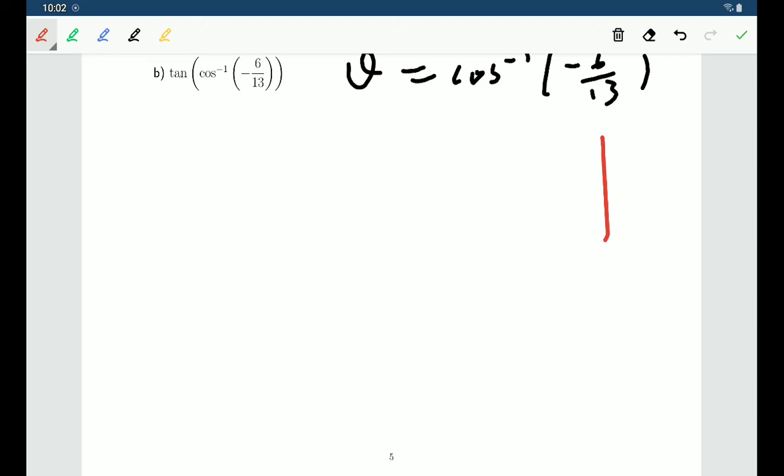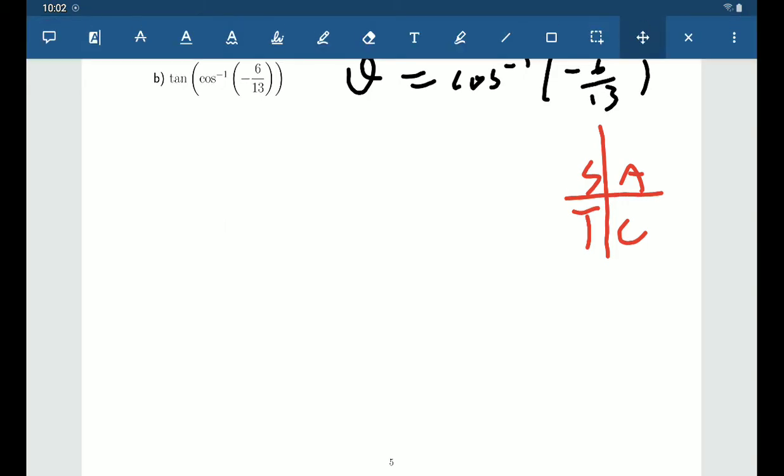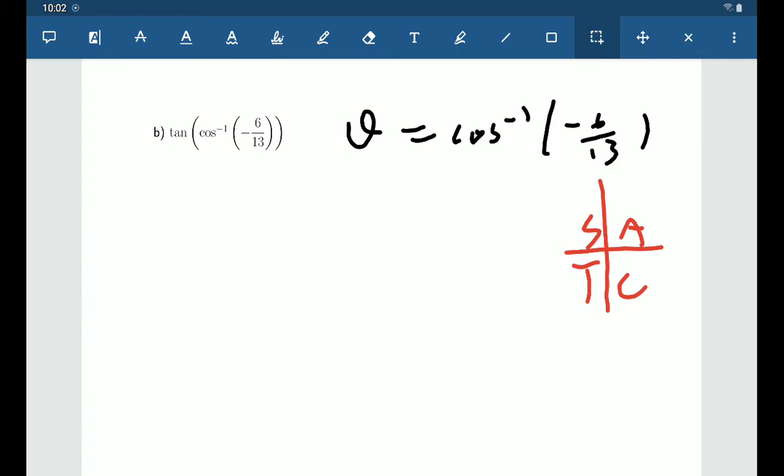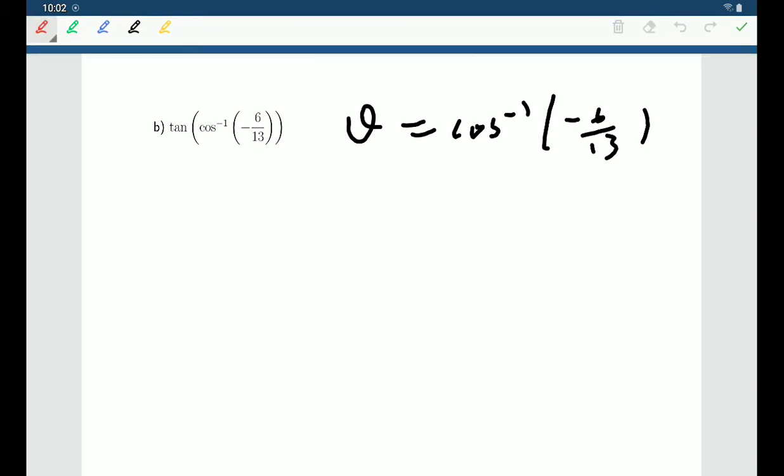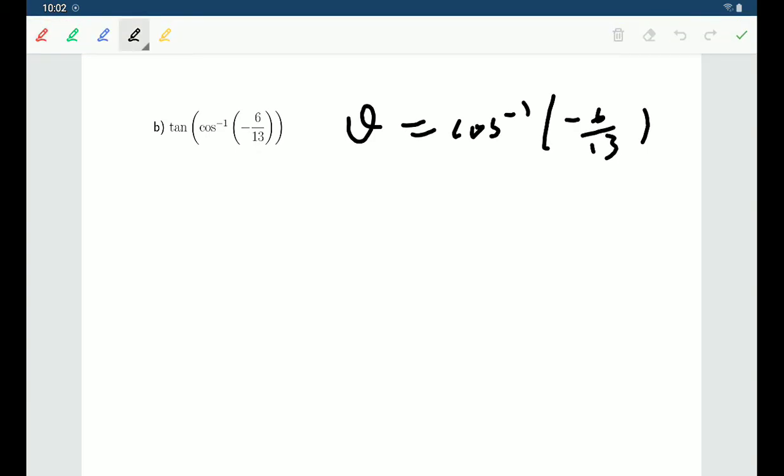Remember that for cosine, we defined the cosine function as having that restricted domain of from 0 to pi. So in other words, quadrants 1 and 2. We also know that it's in quadrant 1 where cosine is positive and quadrant 2 where cosine is negative. And since we're looking for cosine inverse of negative 6/13, that means our angle must be in quadrant 2. So I will draw an angle in quadrant 2. There we go. That's my angle theta.